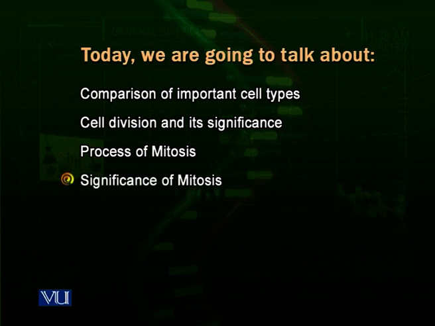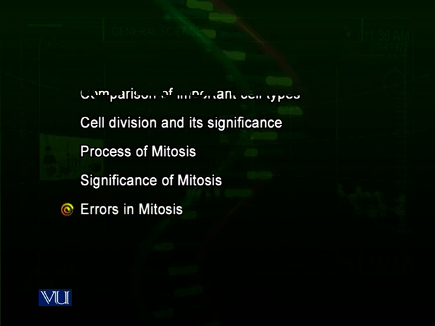We will talk about the significance of mitosis, various errors of mitosis, why mitosis is required, and what are the results if there are some errors in the process of mitosis. First of all, we'll talk about the comparison between various cell types, important cell types.